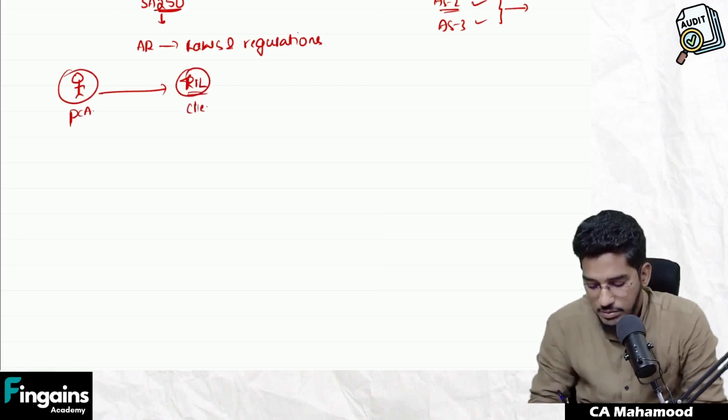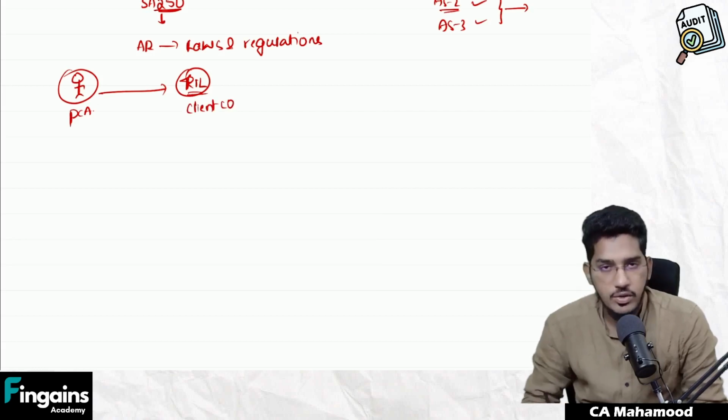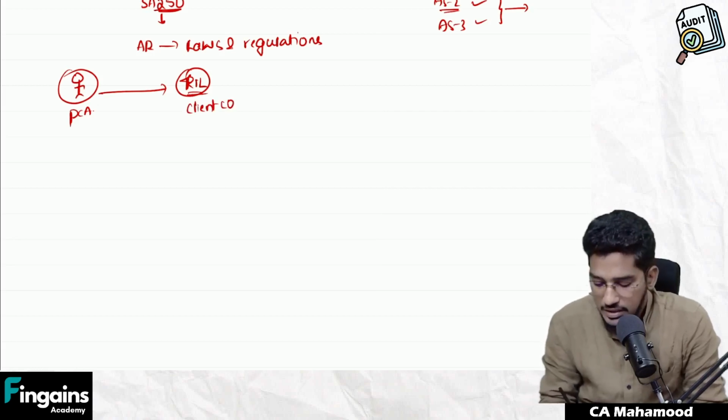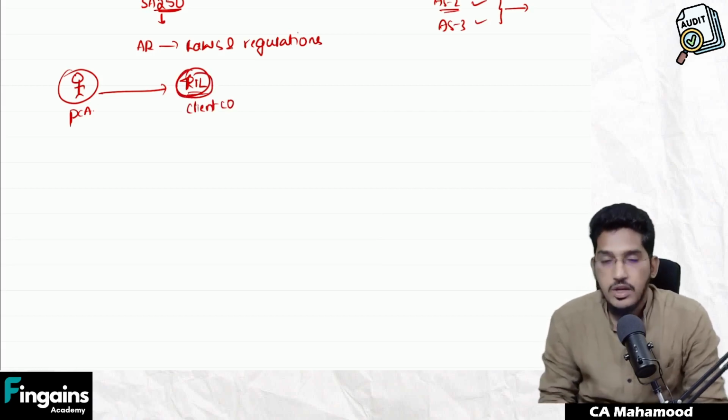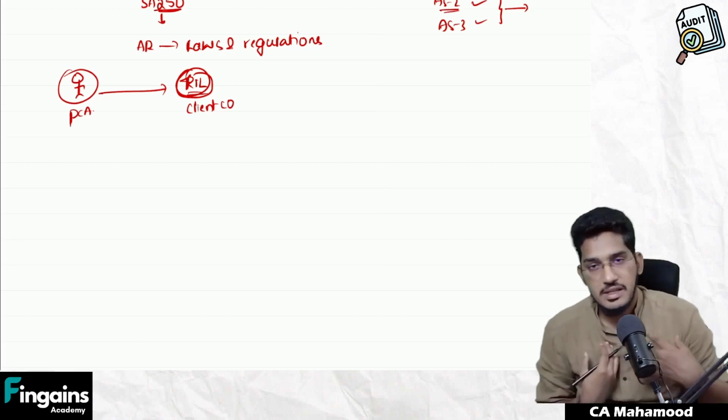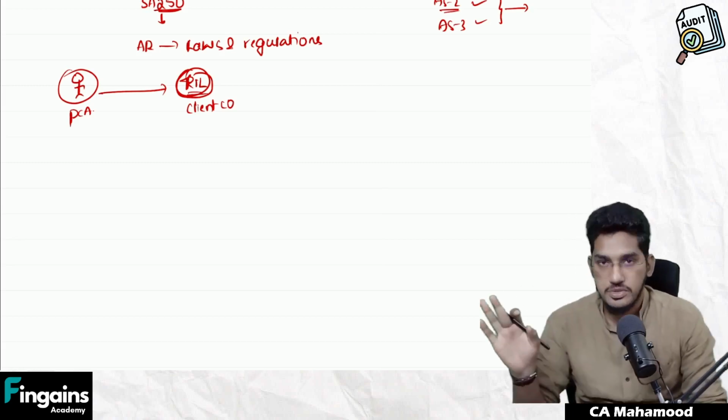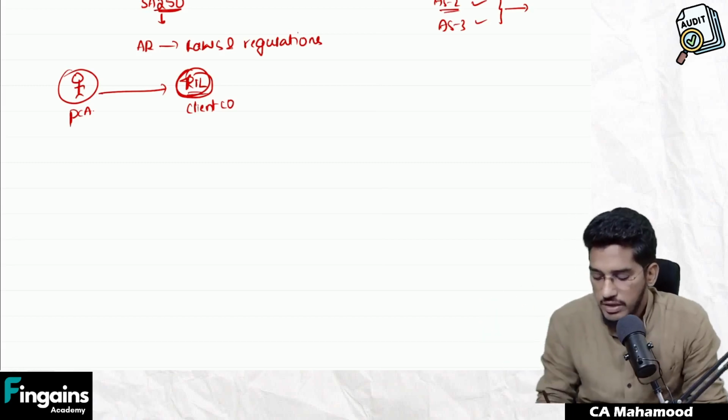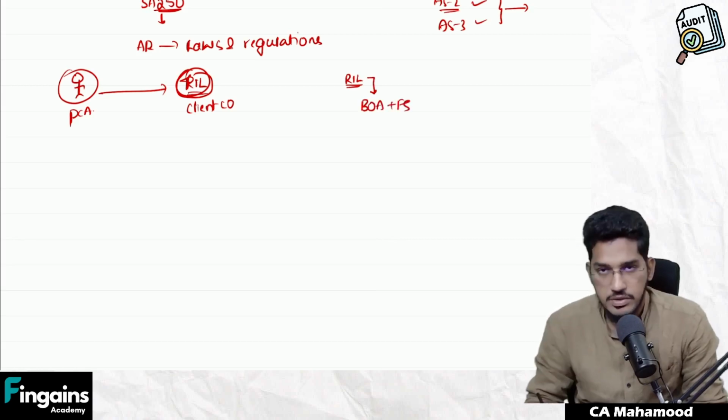This is my client company, Reliance Industries Limited. I'm conducting audit. Now, while conducting audit of my client company, what will be my responsibilities relating to laws and regulations? See, there is no doubt when I am conducting audit of the financial statements of Reliance Industries Limited, I will definitely verify their books of accounts. I will definitely verify their financial statements.